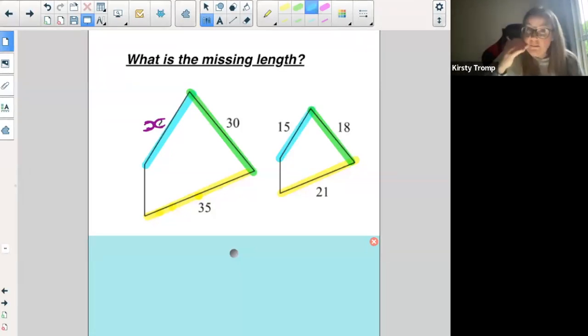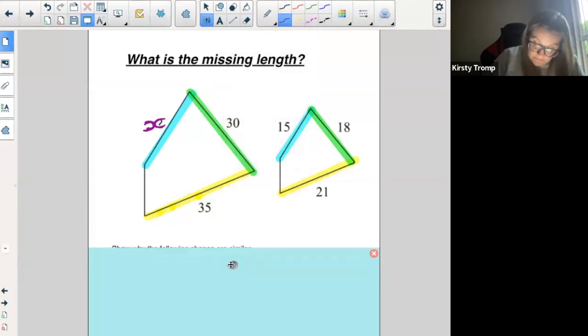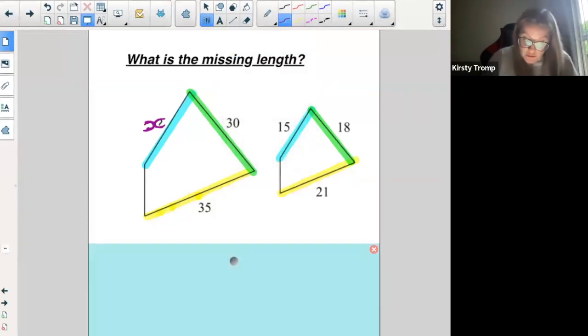Just because they've given me so many sides doesn't mean I have to use all of the sides. I'm going to choose to use the green sides to find my missing X. So I'm going to write them on the side here. I'm going to say X.